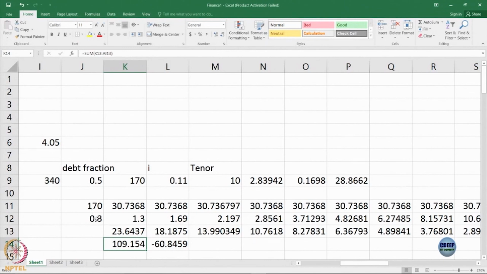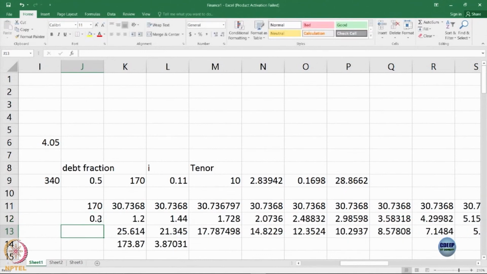So, obviously, 30% is too high a debt fraction. Let us reduce this and try it out with 20% and see what happens. You see now that we are getting something which is 174 crores overall net present value, so it is positive. So, the rate of return is going to be 20% or more.